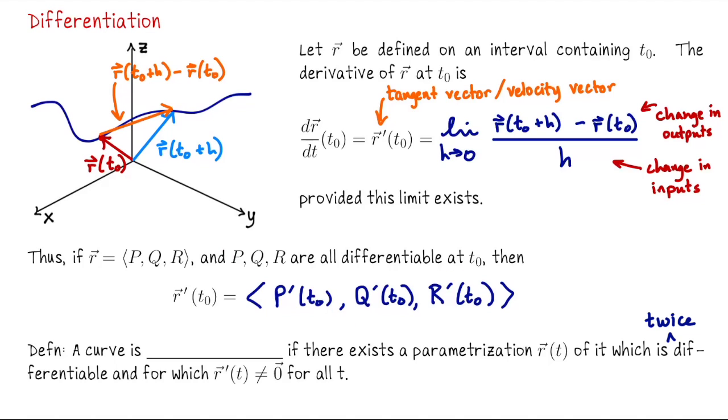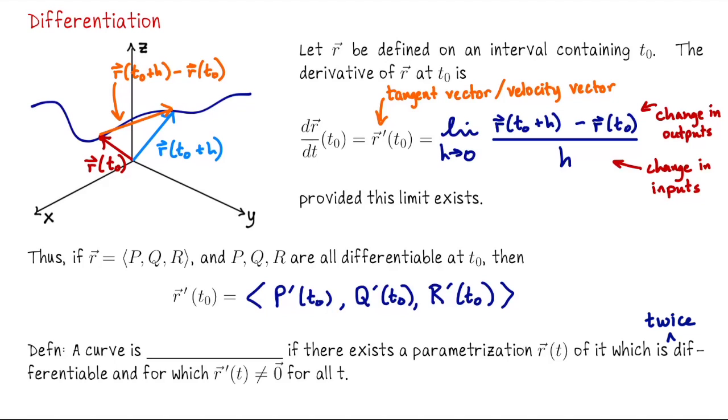So you've already gone through differentiation of scalar valued functions of a single variable in single variable calculus. So if we have a vector valued function with 3 component functions and we want to differentiate it, we just want to differentiate each component function in the usual way that you're familiar with.